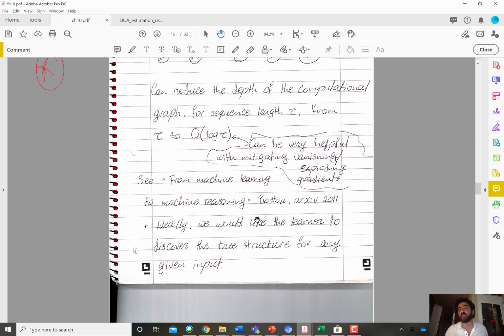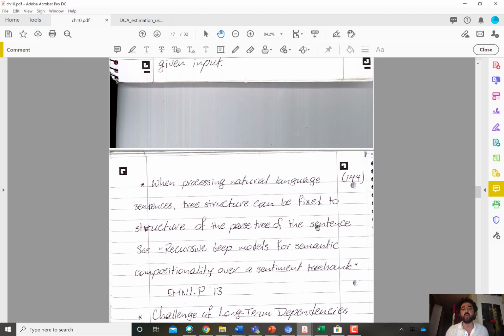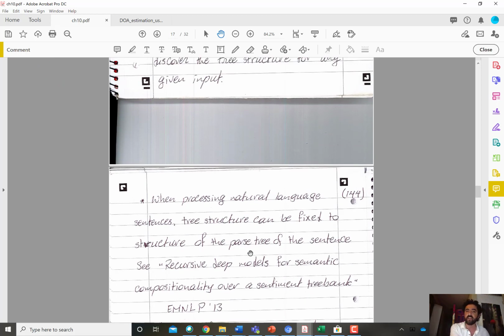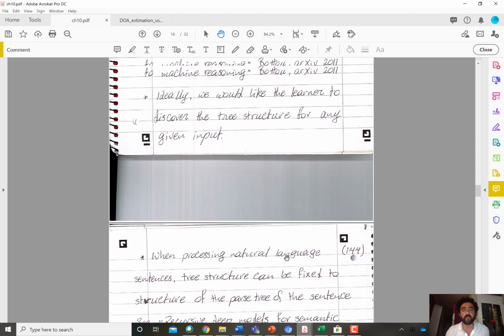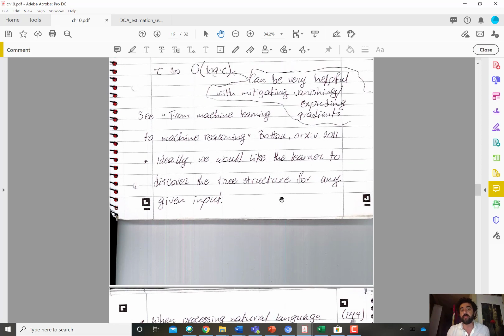So if you are curious in knowing more about these recursive neural networks, I encourage you to read this paper called From Machine Learning to Machine Reasoning. And also you can read a lot of literature about specific applications. For example, natural language processing, where the parsing tree of the sentence is used as an architecture for the recursive neural network. And that approach is followed in this paper here, Recursive Deep Models for Semantic Compositionality over a Sentiment Treebank.